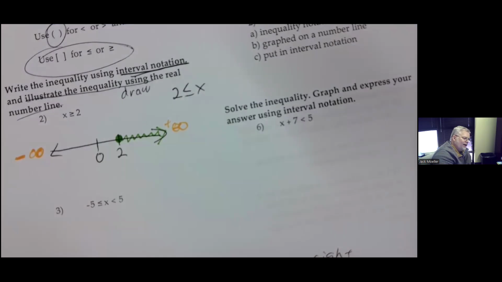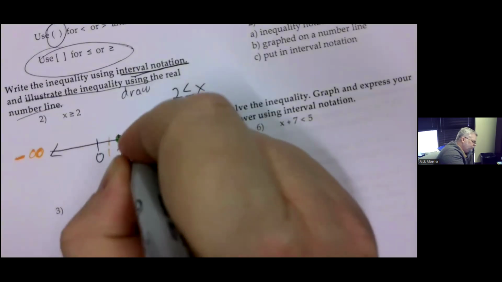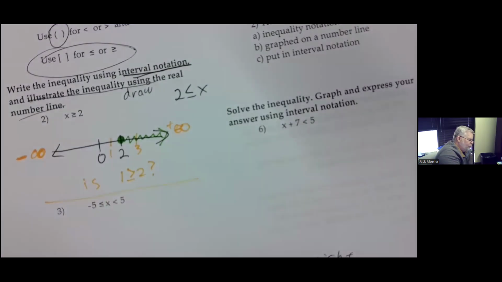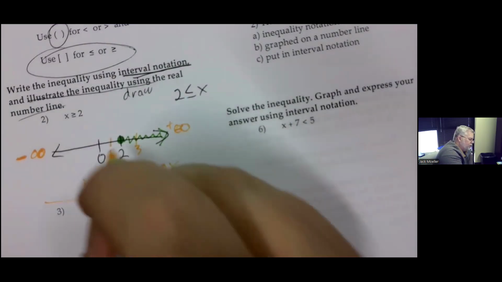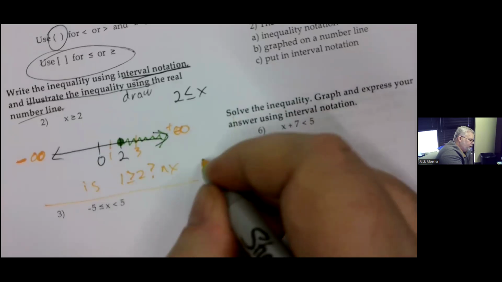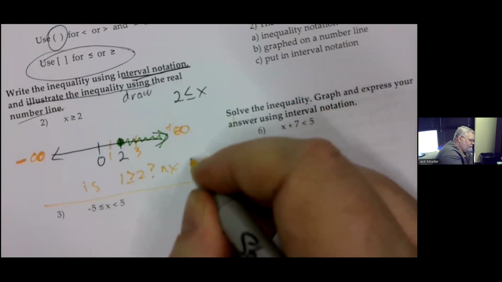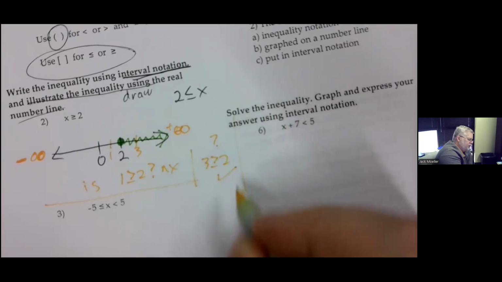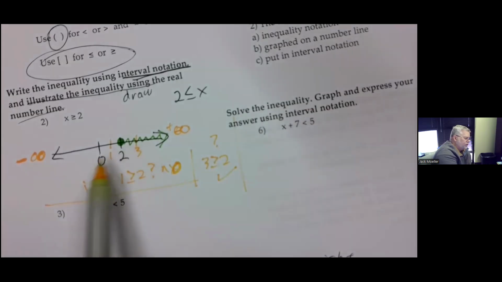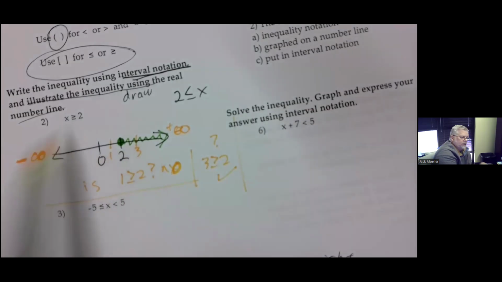Something else, when in doubt, you can always try plugging numbers in and testing them. So if x is 1, is 1 greater than or equal to 2? Well, no, that means you don't go this direction. But if you test 3, is 3 greater than or equal to 2? Well, yes. And then you go to the right. So when in doubt, plug in numbers on either side and see which one makes sense to you.